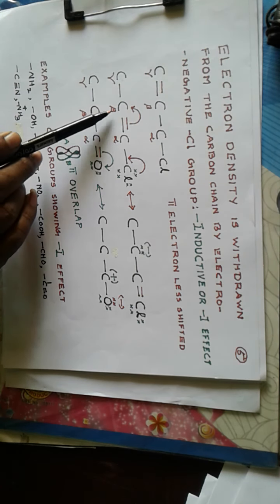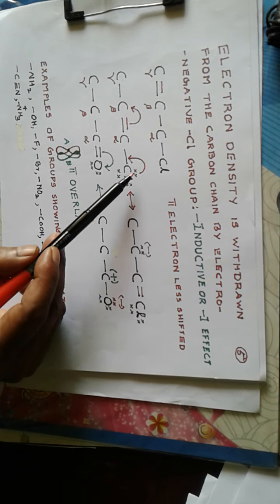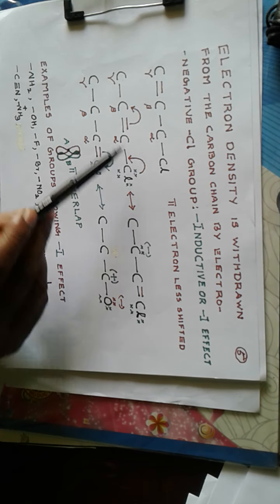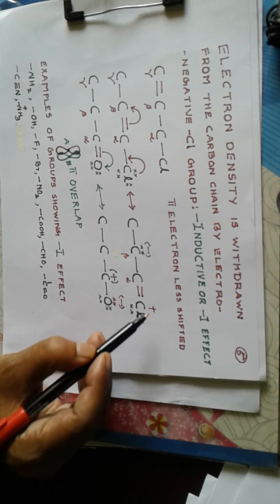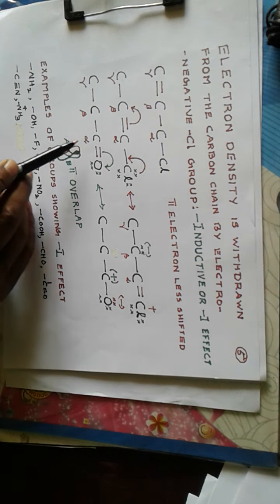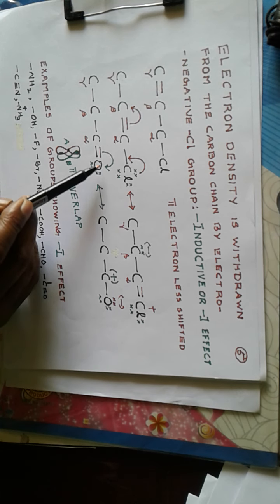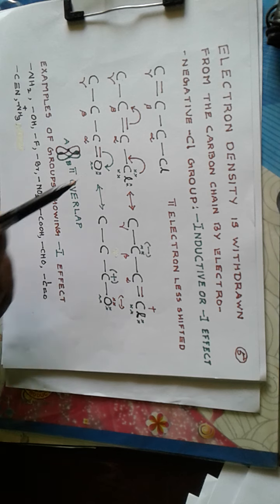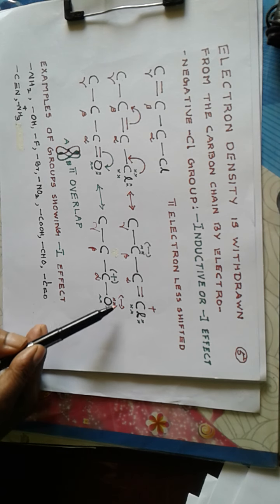But when the pi bond is between alpha and beta carbon, if the attached atom is chlorine, then resonance can occur, mesomeric effect can occur like this, giving negative charge over the beta carbon and positive charge over the chlorine atom. And if the pi bond is between alpha carbon and the attached atom, as in the case of C double bond O, then resonance can occur like this, that is, shift of the pi electron pair over the oxygen atom, giving a positive charge to the alpha carbon and negative charge to oxygen.